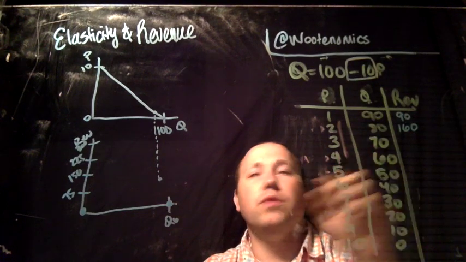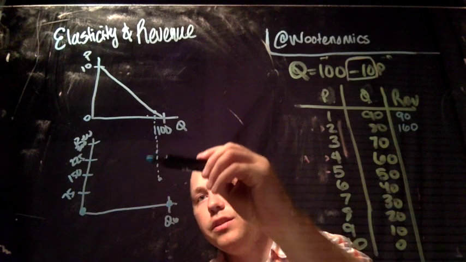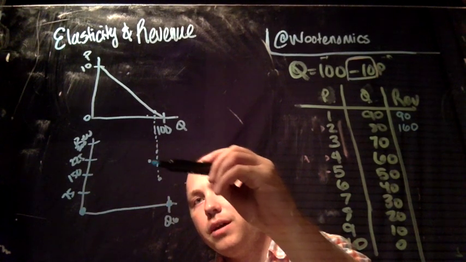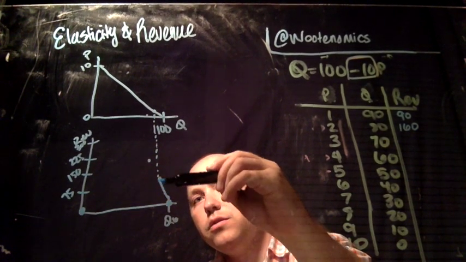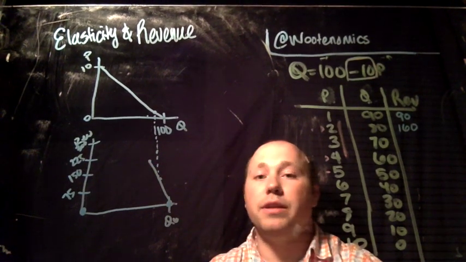If I set a price of $2, I'll sell 80 units for $160 in revenue, which looks to be about right there. So as you notice, I start to get a nice little relationship going. Let's jump down to the bottom.